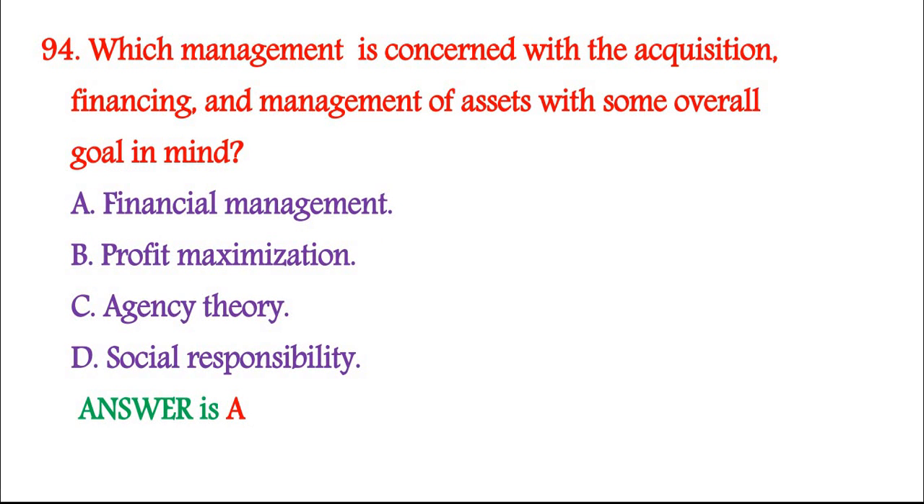94. Which management is concerned with the acquisition, financing, and management of assets with some overall goal in mind? A. Financial management. B. Profit maximization. C. Agency theory. D. Social responsibility. Answer is A.